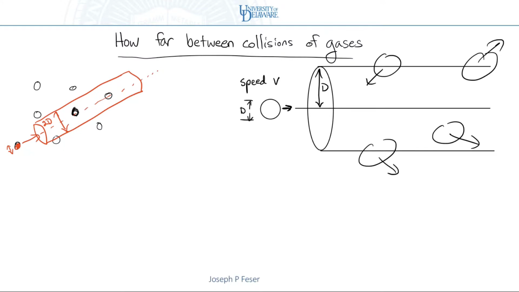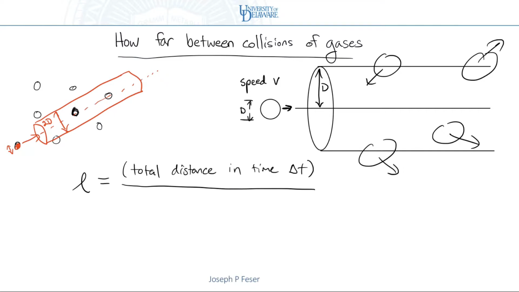And then let's ask, what's the distance that our ball travels before it collides with something? Well, one way to do this is to say, what is the total distance that you would travel in time delta t? And then what I'll do is divide that by the number of collisions in time delta t.